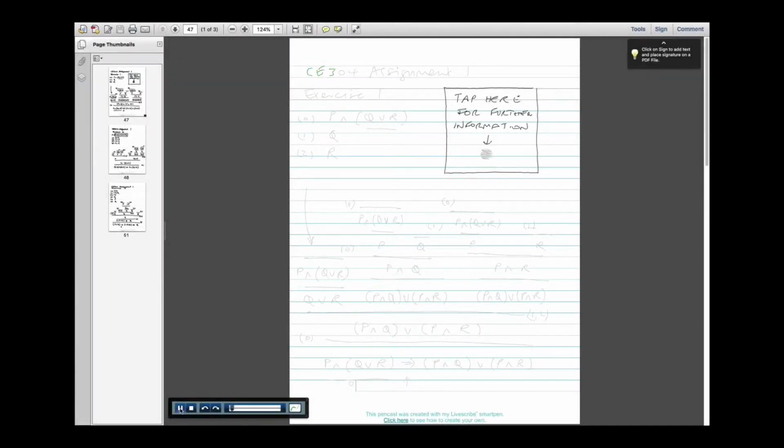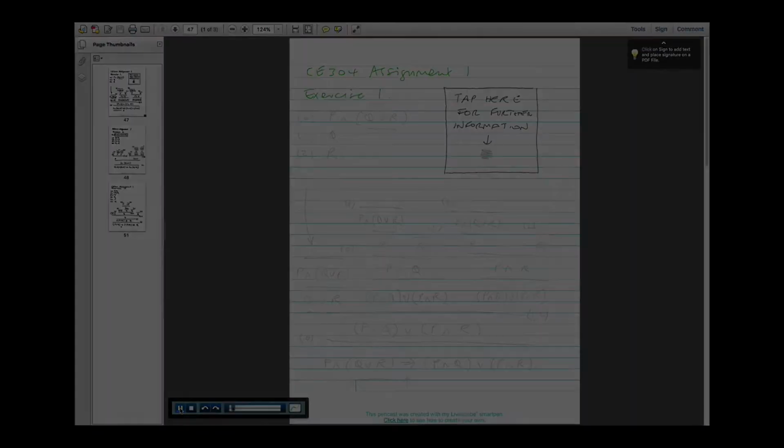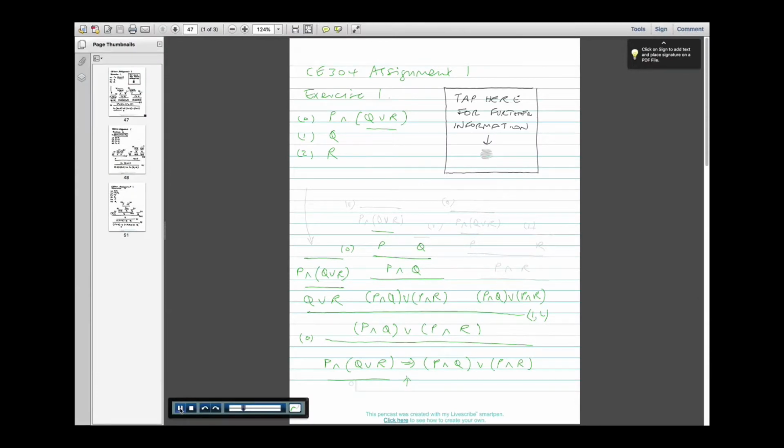CE 304 Assignment 1. Exercise 1: P from P and (Q or R), assumption 0, and we get Q from assumption 1.